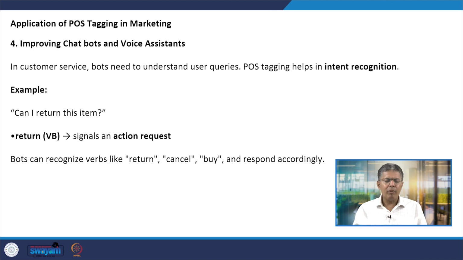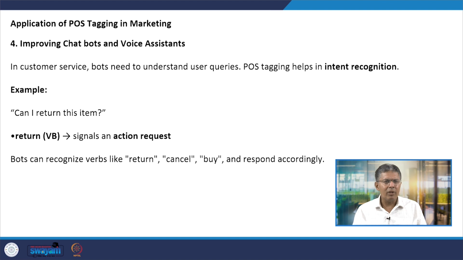Okay. Another application is improving chatbots and voice assistants. In customer service, bots need to understand user queries. So, how will that happen? POS tagging helps in intent recognition. Intent: what is your intent? What do you want? That is what a chatbot does. It helps you to solve your problems.